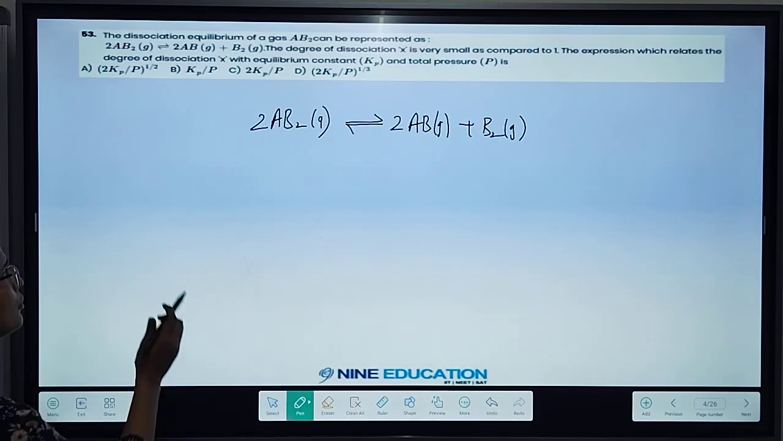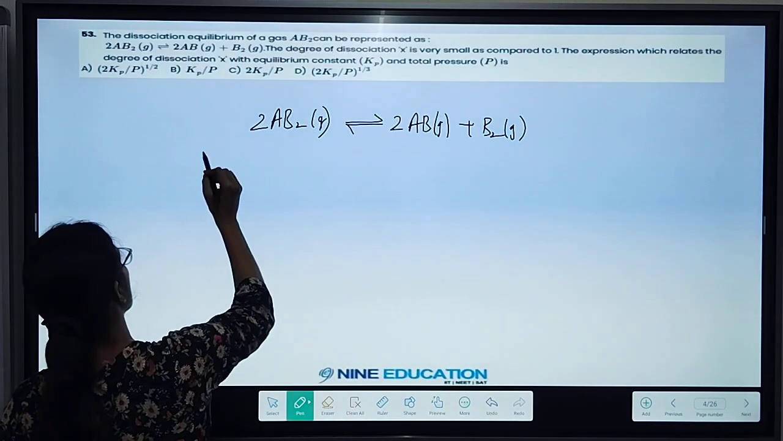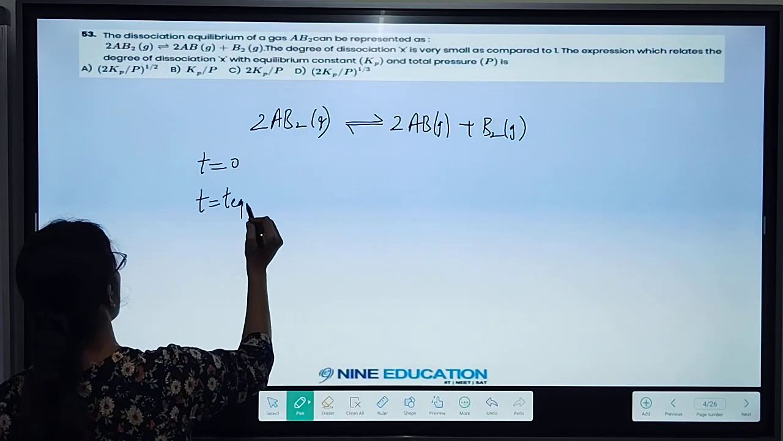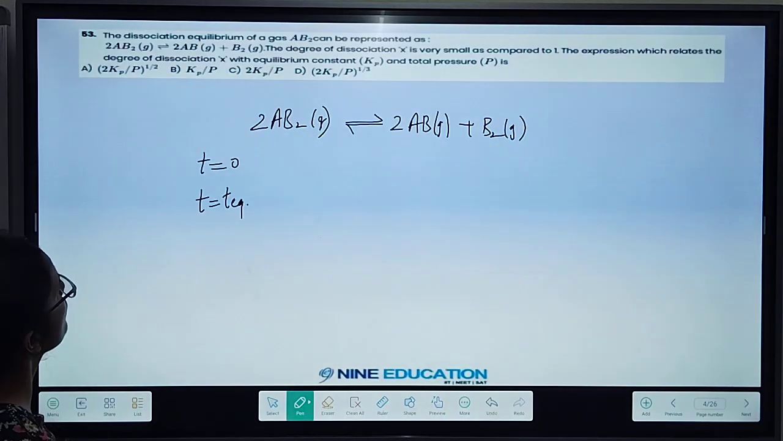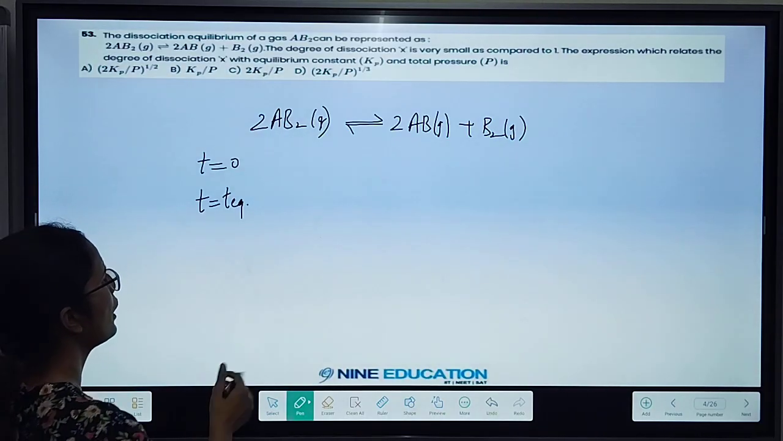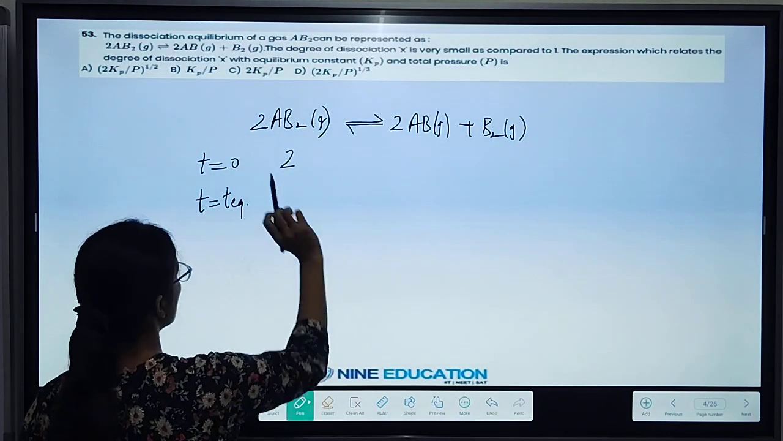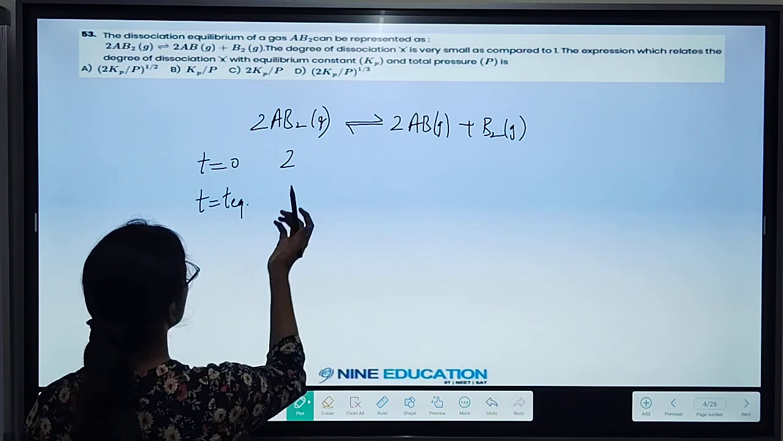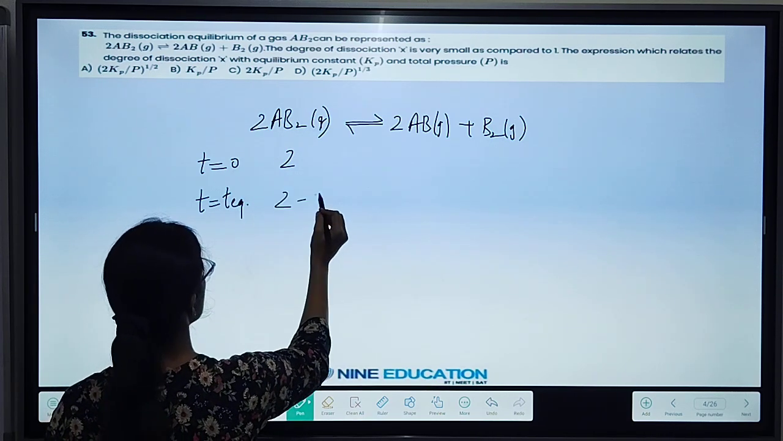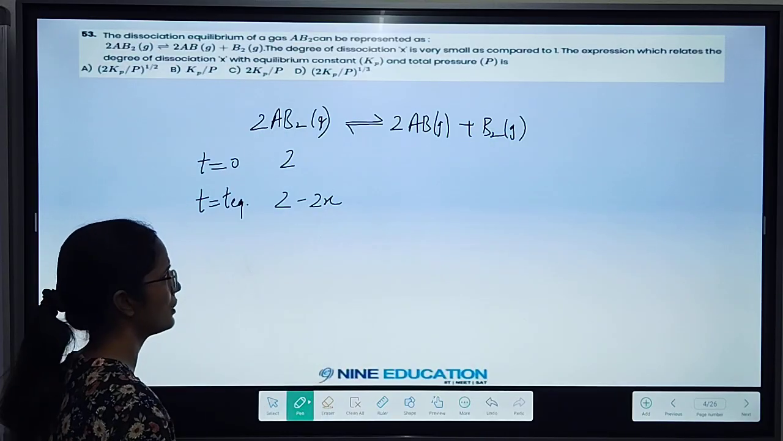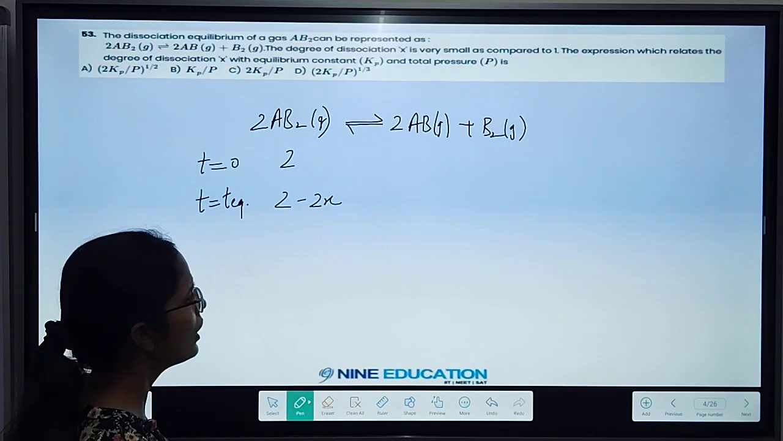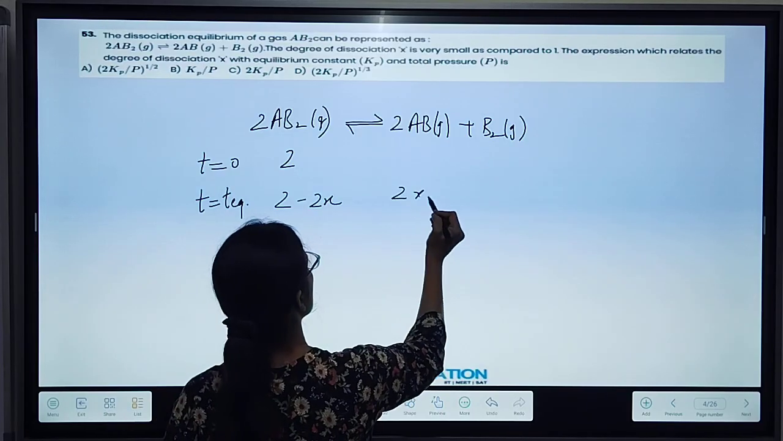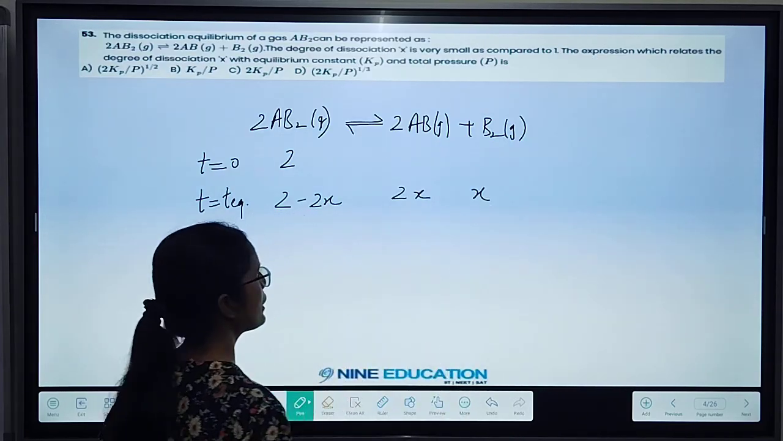So again, if we need to do that, we'll have to talk about t is equal to 0 moles as well as t is equal to t equilibrium. So let us suppose at t is equal to 0, we are starting with some 2 moles of AB2. And if we are starting from 2 moles of AB2, let us suppose at t equilibrium some 2x moles of AB2 is dissociated, means x will be here a degree of dissociation. So 2 minus 2x, it will be giving us what? 2x and x only, right?